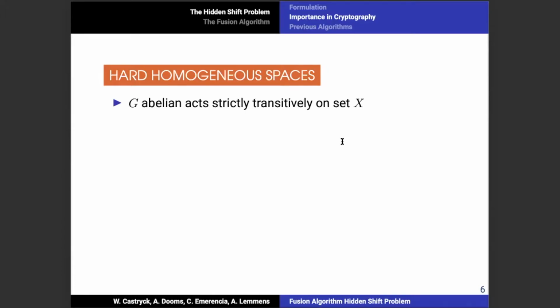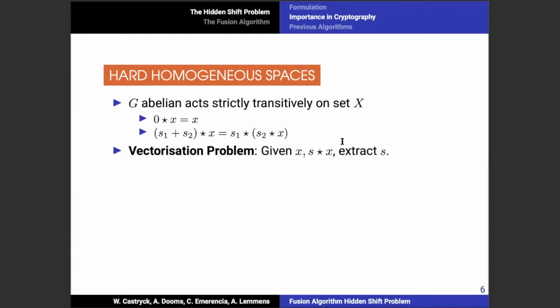So what actually is a group action? Basically, you plug in a group element and an element of the set, and an element of the set comes out. There are two conditions that need to be satisfied. Applying the neutral element of the group to X gives back X, and applying S1 plus S2 is the same as first applying S2 and then S1. Though the order of applying group elements doesn't actually matter for commutative groups.